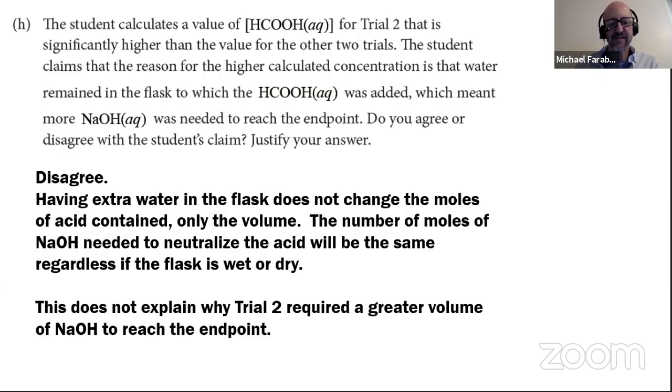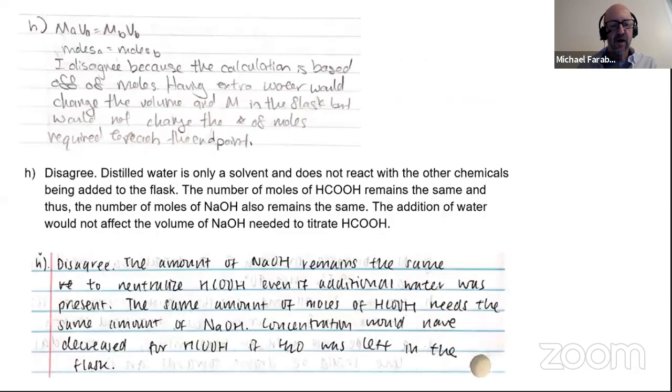Having extra water in the flask does not change the moles of acid contained, only the volume. The number of moles of sodium hydroxide needed to neutralize the acid will be the same regardless if the flask is wet or dry. So this does not explain why trial 2 required a greater volume of sodium hydroxide. All right, I disagree because the calculation is based on moles. I disagree because the number of moles remains the same. I disagree because the amount of sodium hydroxide remains the same to neutralize, even if additional water is added, because the same amount of moles is present.